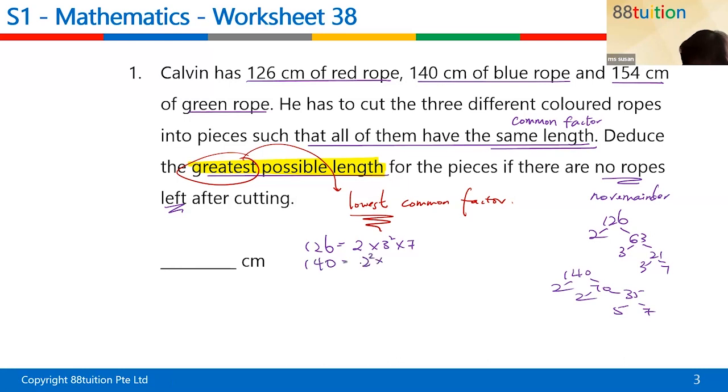140 will be 2 to the power of 2, 5, 7. 35 times 4, correct. You must know how to check back whatever you do. So you have 154, divide by 2, you should get 77, divide by 7 and 11. So 2, 7, 11, you get this. Usually what we always find is like that. So what is the lowest?